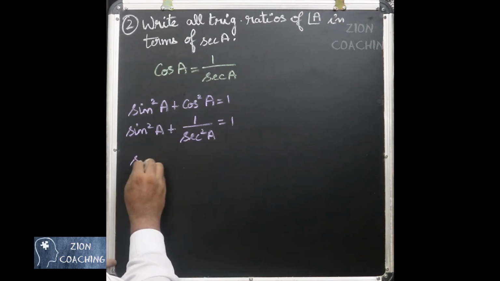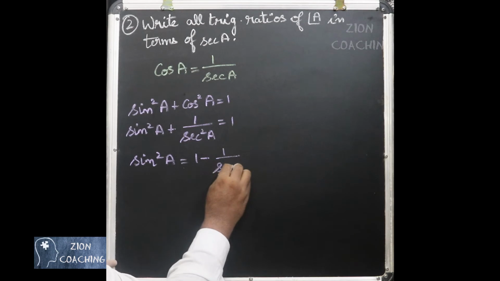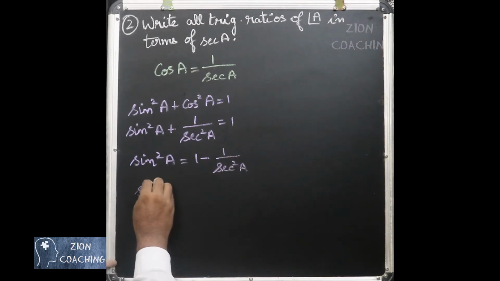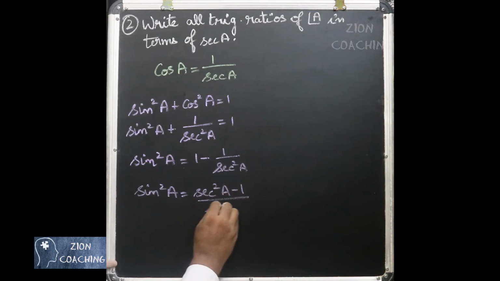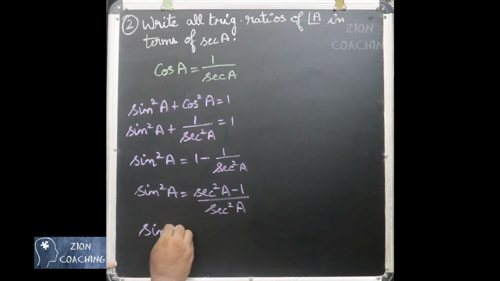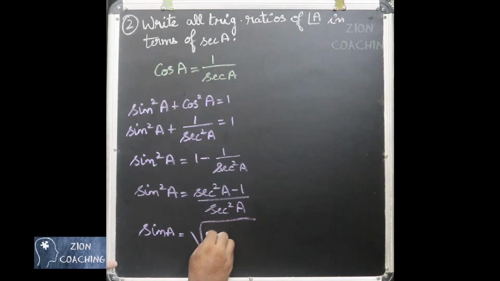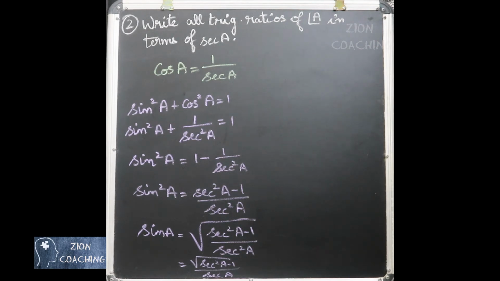Taking this to the other side, we will have sin squared A equal to 1 minus 1 by secant squared A. When we take LCM, we will have secant squared A minus 1 by secant squared A. That is, when you take square root on both sides, your sin A is equal to square root of secant squared A minus 1 by secant squared A, which can be written as square root of secant squared A minus 1 by secant A. Now we have expressed cos and sine in terms of secant.